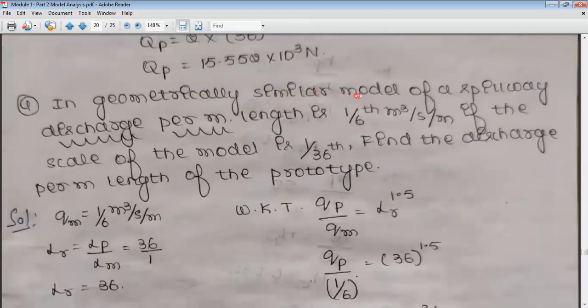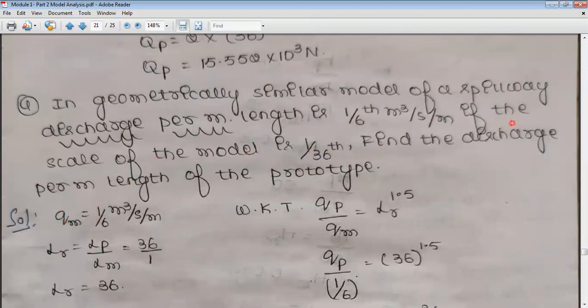Then, in a geometrically similar model of a spillway, discharge per meter length is 1 by 6 meter cube per second per meter. If the scale of the model is 1 by 36, find the discharge per meter length of the prototype. Here the discharge per meter length he has given means it is small q, as I told in the scale ratio, that is QM. In the model he has given 1 by 6.